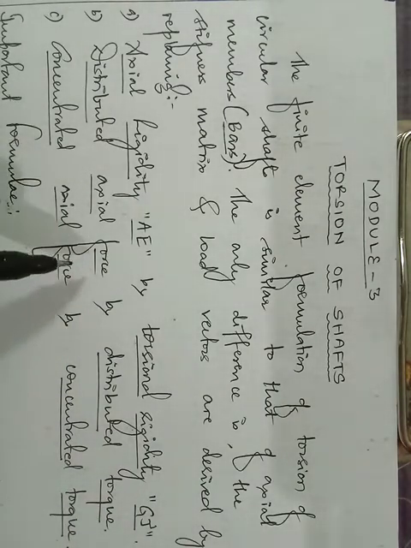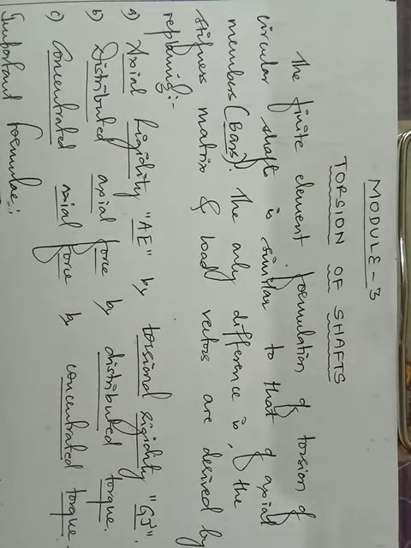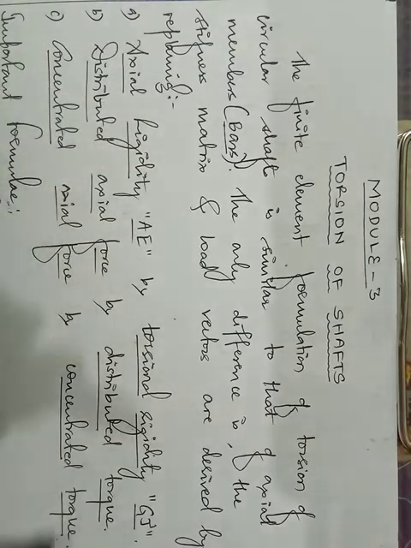Distributed axial force is replaced by distributed torque, and if there is any concentrated axial force, that is a point force, it is replaced by point torque or concentrated torque, which is concentrated at one point only. These three are the major changes which we need to make a note of: AE, called axial rigidity, is replaced by GJ, and the other two I already told you.